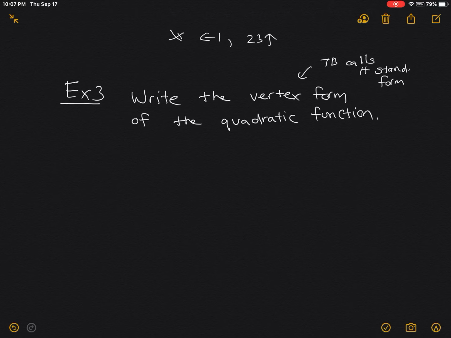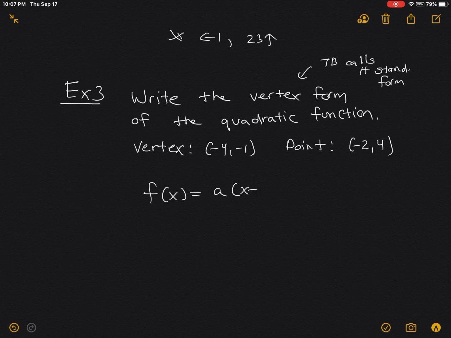Okay, write the vertex form of the quadratic function, given that your vertex is negative 4, negative 1, and a point on the graph of this parabola is negative 2, comma 4. So really, this is nothing but a plug-in. a times x minus h squared plus k. I'm going to start by plugging in my vertex. x minus negative 4 is plus 4.